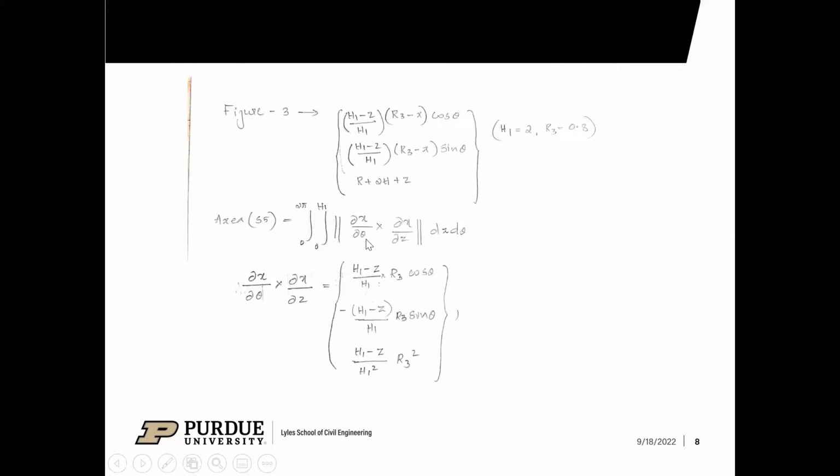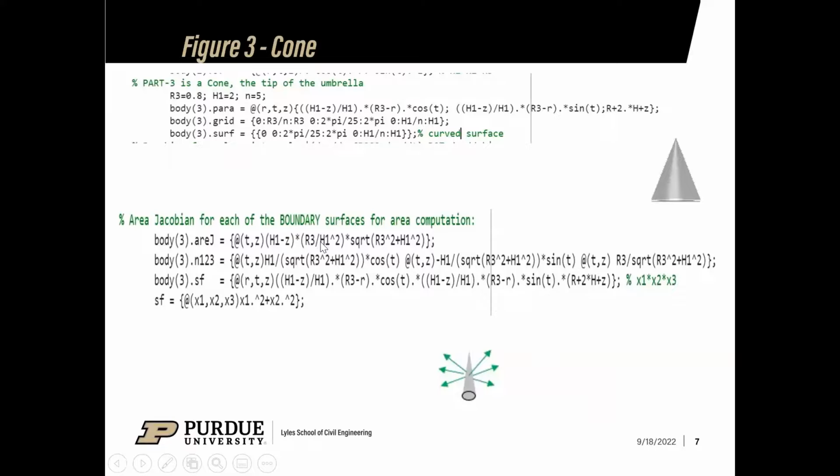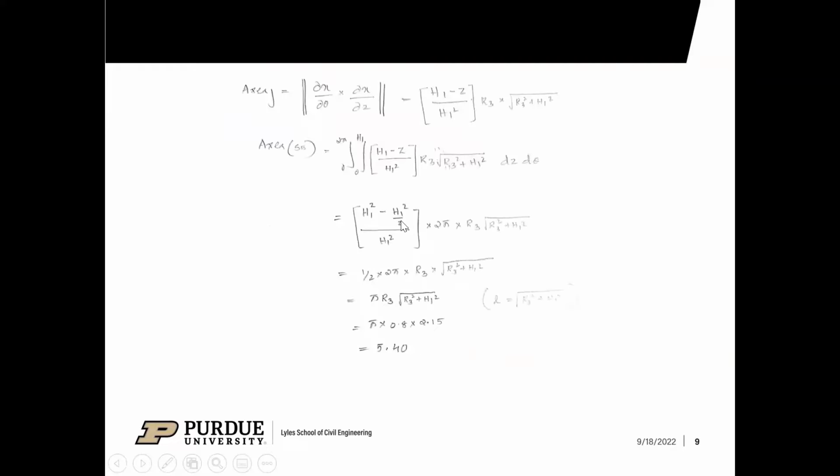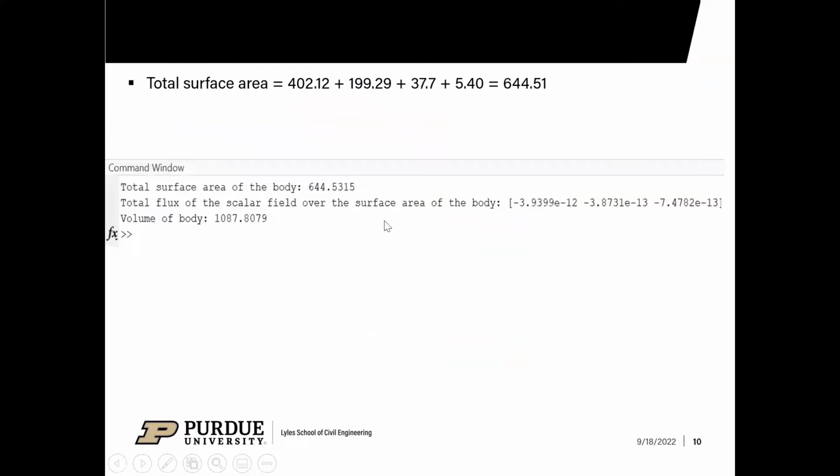The area Jacobian which I got here is given for the calculation of the surface area. I have integrated the area Jacobian manually, and I've given the MATLAB code, and I got the value 5.40. So the total surface area of my umbrella is 644.51, which is the same as the result given by the MATLAB code.